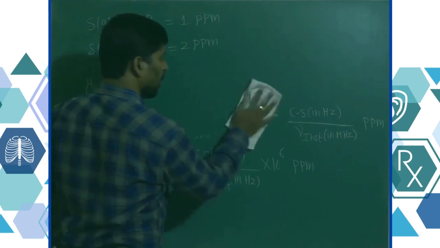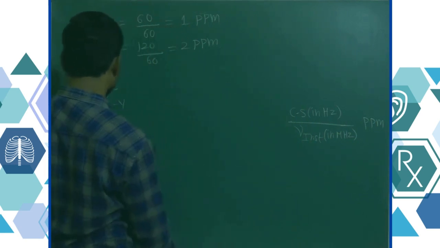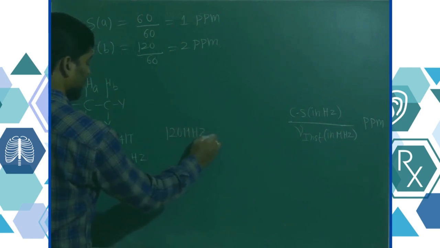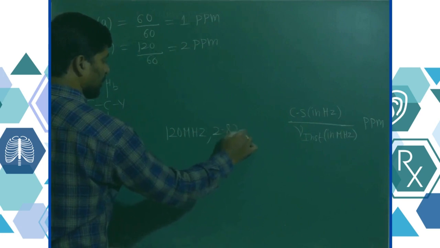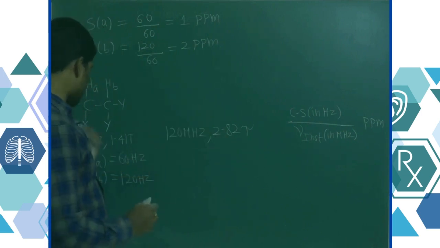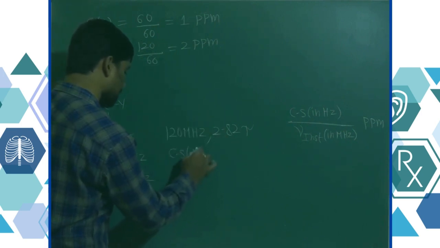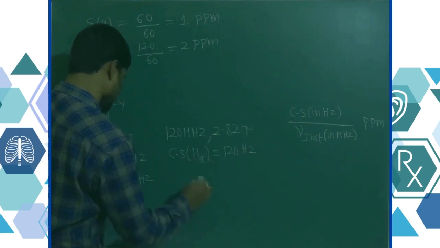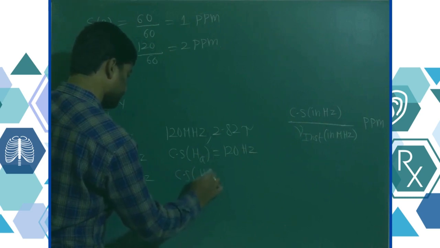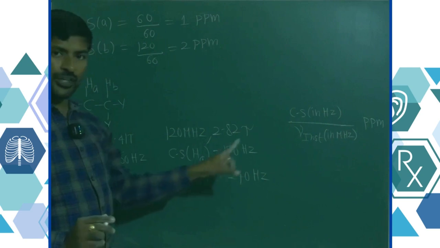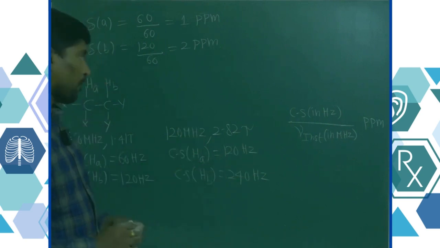Now, for example, we are changing the instrument frequency. 120 megahertz we are taking, and applied magnetic field 2.82 Tesla. 120 megahertz instrument and 2.82 Tesla. Whenever the magnetic field is doubled, the frequency is also doubled. So the chemical shift of HA, which was 60 Hz in the previous example, is now 120 Hz. The chemical shift of HB we got as 240 Hz.